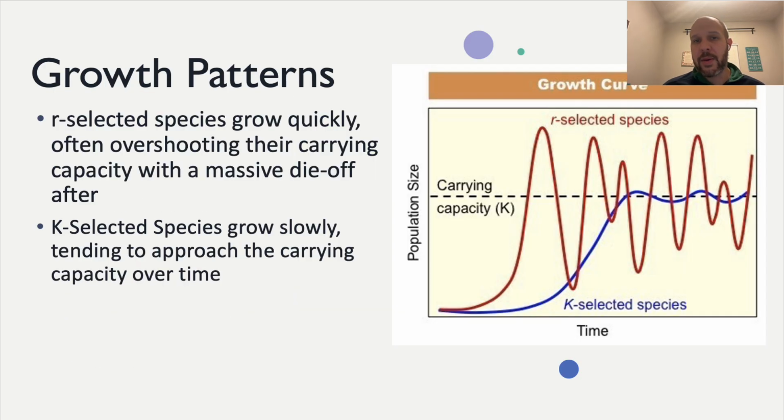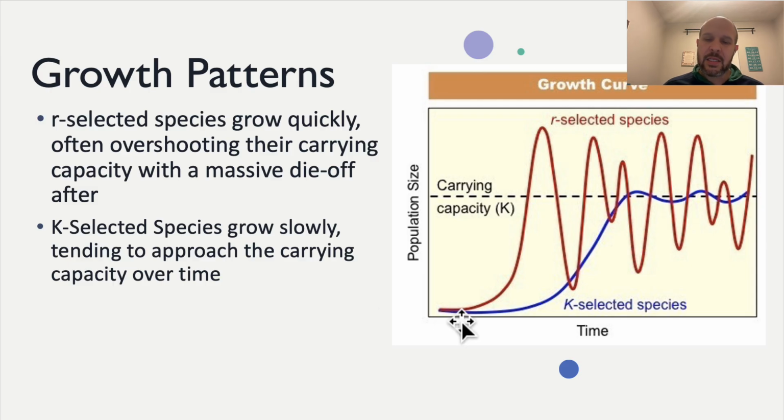And so we can look at those growth patterns here, and you can see that because R-selected species grow so quickly, they often overshoot their carrying capacity, and then go, oh my gosh, we got all these people here, and where's all the food? And then they don't have enough food for all those animals, and then they end up dying off, and then shooting back up and dying off. And so this pattern of oscillating back and forth on the carrying capacity is very typical of R-selected species.